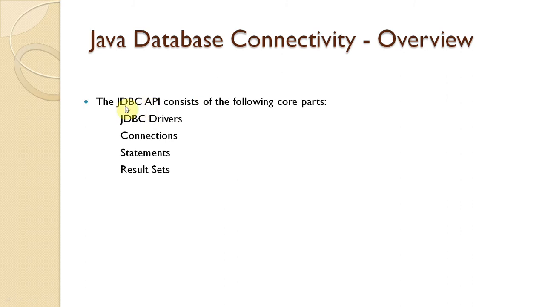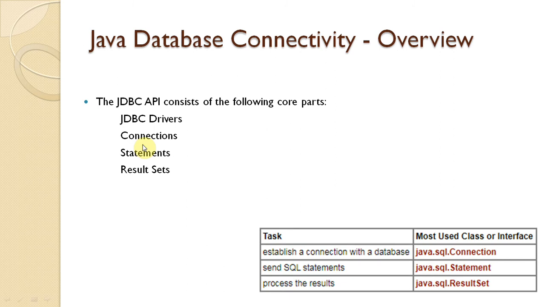The Java database connectivity API consists of the following core parts: JDBC drivers, connections, statements, and result sets. The JDBC driver is used to connect with the database. It is a collection of classes to connect with the database. Connections: once we have the JDBC driver, the classes keep track of available JDBC drivers and create database connections for you. The connection is what links the driver and the database.